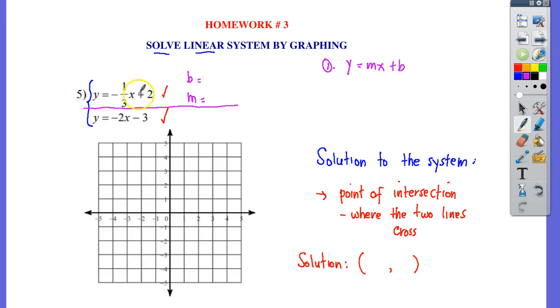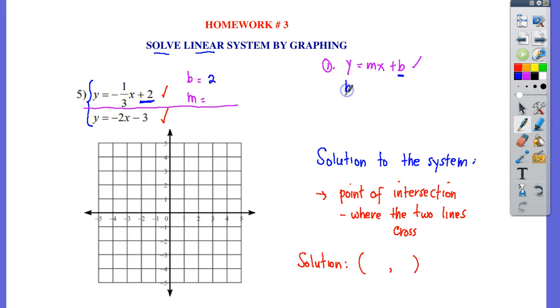So let's see, is the first equation written in that format? Well, this is y equals negative 1/3 x plus 2. So yes, this is written in y equals mx plus b form, so I can easily pull out my b. The b value is the number by itself, not attached to x, being added to x. So the b value is 2.